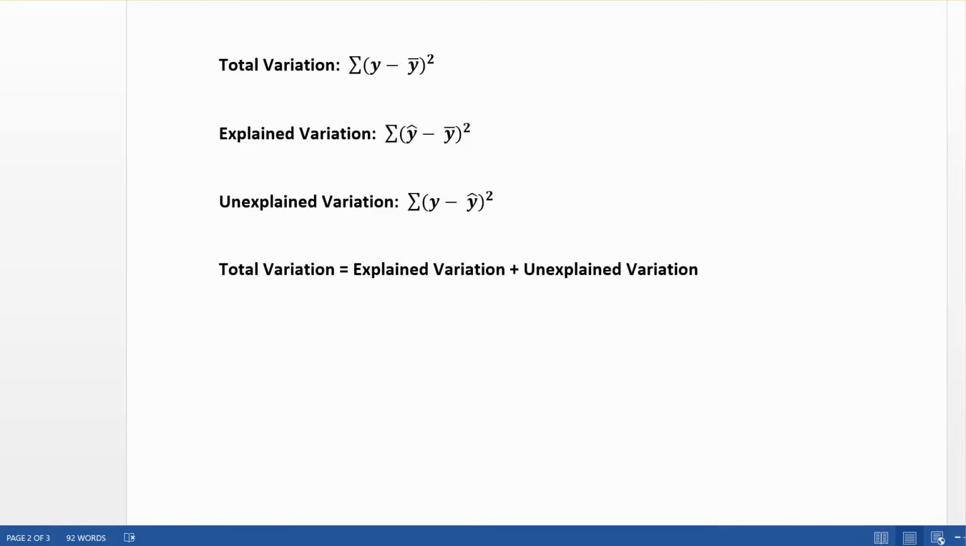So now we're going to look at what we call variation. The total deviation was the y minus the y bar. The total variation is thought of as the sum of the squares. So total variation is the sum of the squares of those differences. The explained variation is the sum of the squares of the explained deviation. The unexplained variation, the sum of the squares of the unexplained deviation. So the total variation, that's the sum of all the squares. The total variation is the explained variation plus the unexplained.